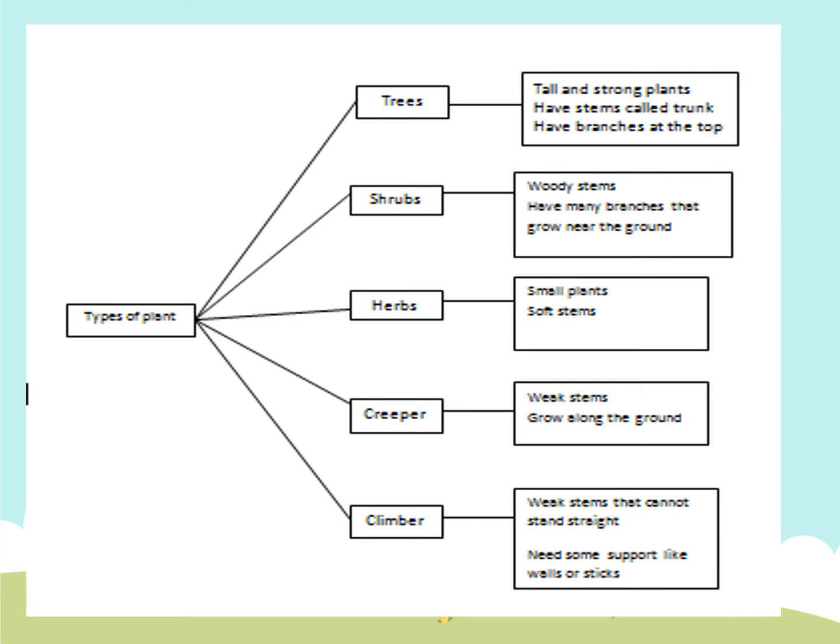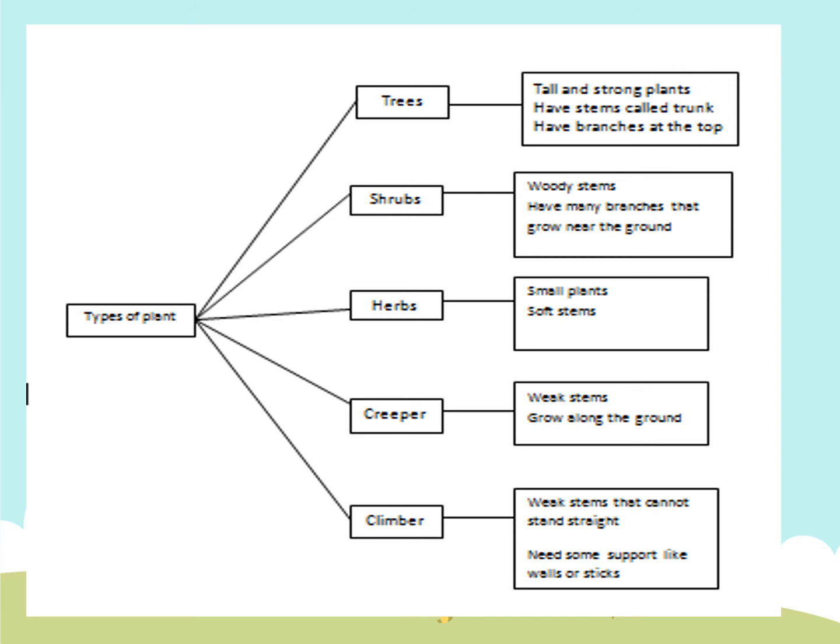Children, here you can see the web chart of types of plants. Here you can see types of plant, trees, shrubs, herbs, creeper, climber. We have already done this. Trees, tall and strong plants, have stems called trunk, have branches at the top. The example of trees are Ashoka tree, peepal tree, neem tree. Shrubs. Shrubs are woody stems, have many branches that grow near the ground. So example of shrubs are rose plant, tulsi, hibiscus or China rose.